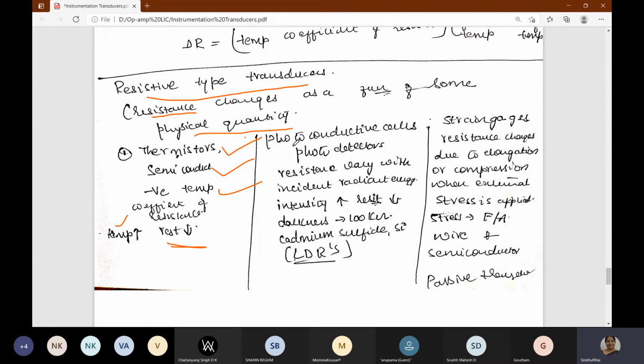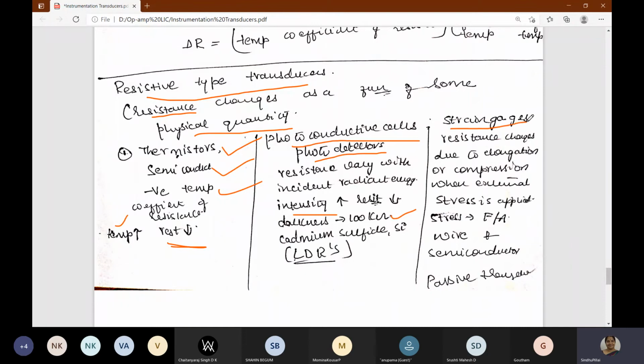And one more thing is we can go with photoconductive cells, photodetectors. Here also the resistance will vary whenever the incident radiation energy changes. Here intensity is inversely proportional to resistance. As intensity increases, resistance will decrease. For assumption, they take that in darkness it is nearly 100 kilo ohms, and slowly the intensity increases and the resistance decreases. So there also we can measure the intensity. For that we go with photoconductive cells and photodetectors.